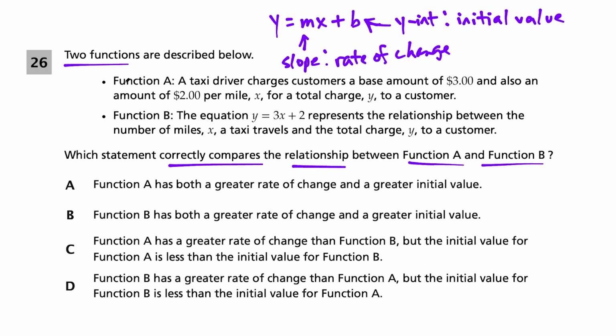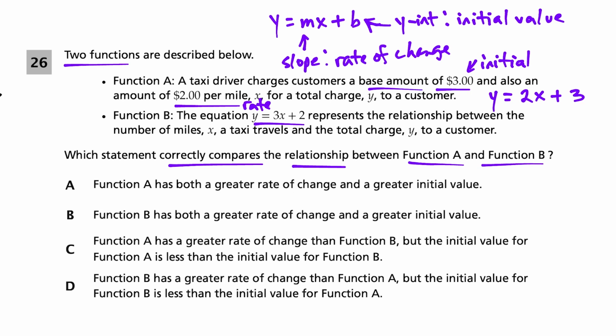So now we go ahead and read this. Function A: a taxi driver charges customers a base amount of $3 and also an amount of $2 per mile x. Just know here that the phrase $2 per mile represents the rate, and the base amount of $3 is the initial value. So this will allow us to write an equation for y. y equals our rate, or slope, which is 2, so 2x, plus the base amount, or initial amount, which is $3. So we have the equation y equals 2x plus 3. For function B, we have the equation y equals 3x plus 2.